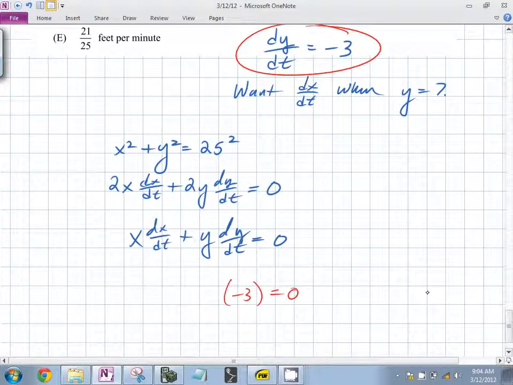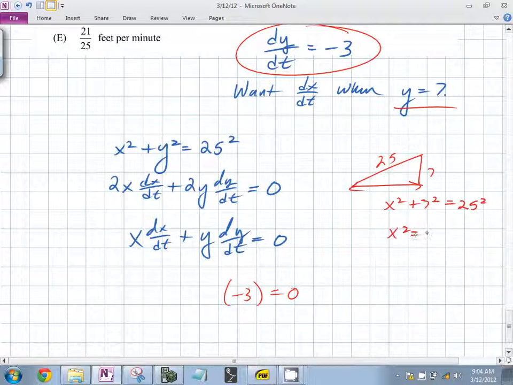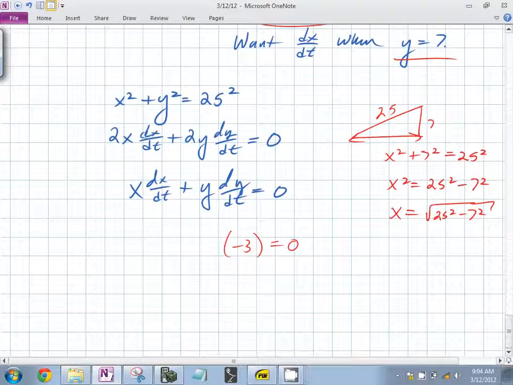Well, we know when y is 7, this is still 25, right? How do you figure out what this distance is? Yes, so x squared plus 7 squared is equal to? Correct. Thank you for the participation, everybody. So what does x squared equal? 25 squared minus 7 squared. So x is going to be equal to the square root of 25 squared minus 7 squared. Okay, so that's the x value.